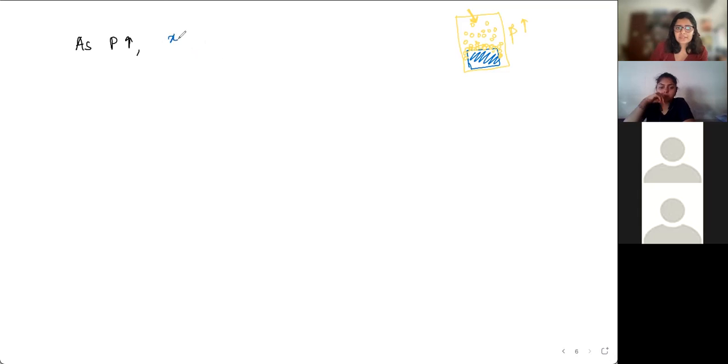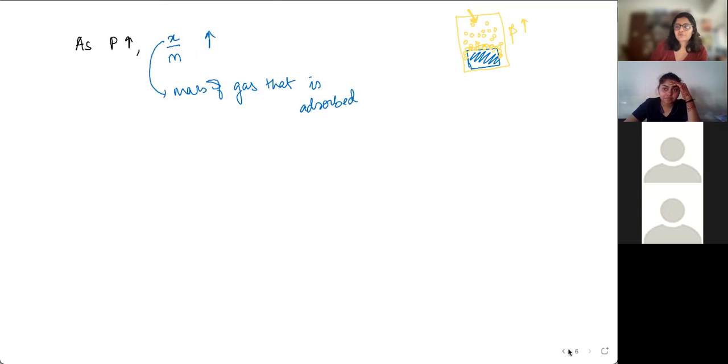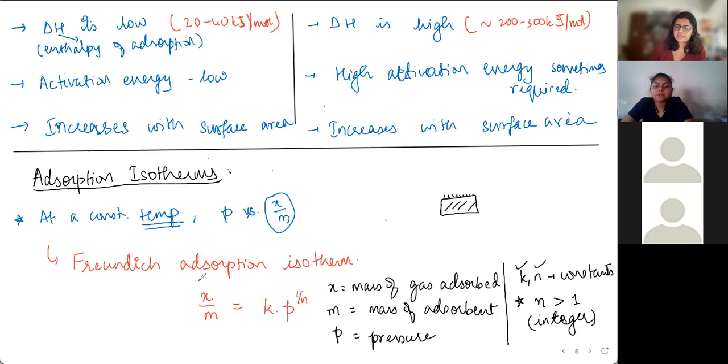That is X by M. So X is literally the mass of gas that is adsorbed. So that mass of gas also increases. So Freundlich's equation gives you exactly what the relation is. Is it directly proportional, exponential, logarithmic? Kya hai ye? That is what this equation explains. So as you keep increasing the pressure, this is what happens.